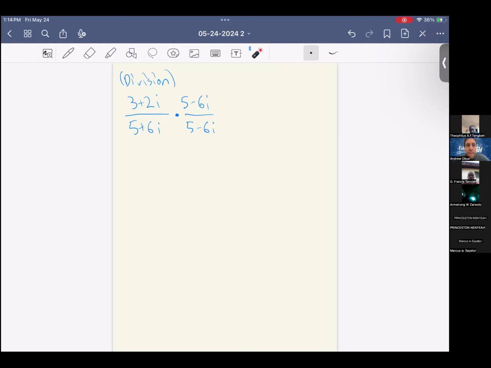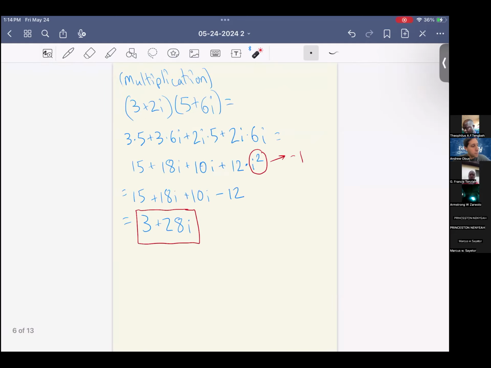Theophilus, you have a question? I'm not getting you. You're muted. Let me see if you can unmute yourself. Hello. Yes, I'm Theophilus. Under solving the 3 plus 2i times the 5 plus 6i, I think I got 15 plus 28i plus 12i squared. But since the answer will be 3 plus 28i, what happened with the 12i squared?